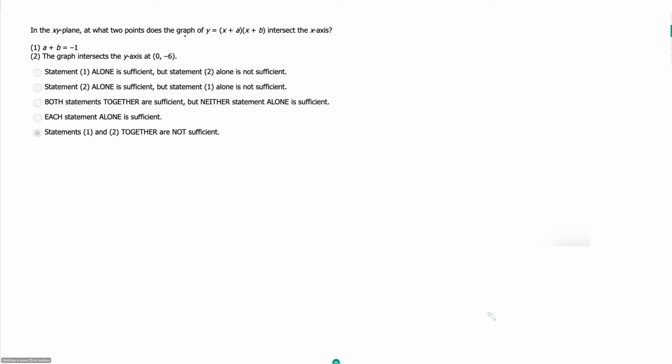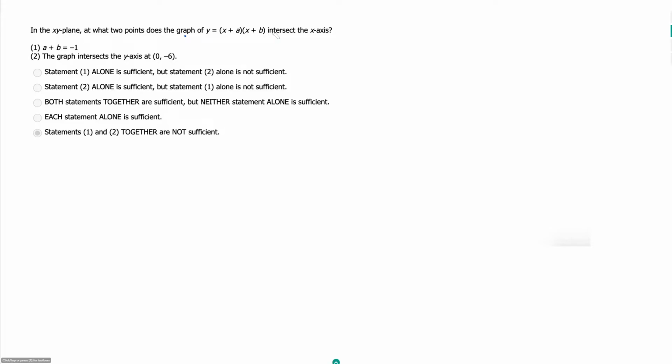In the xy plane, at what 2 points does the graph of y is equal to the quantity x plus a times the quantity x plus b intersect the x-axis? So here we are given an equation for what looks like a non-linear shape.